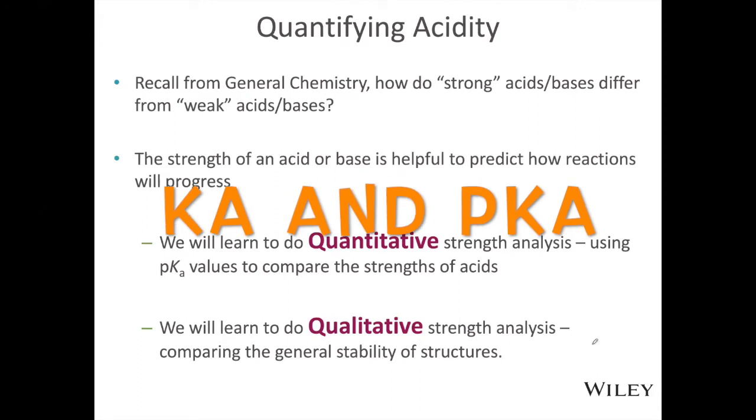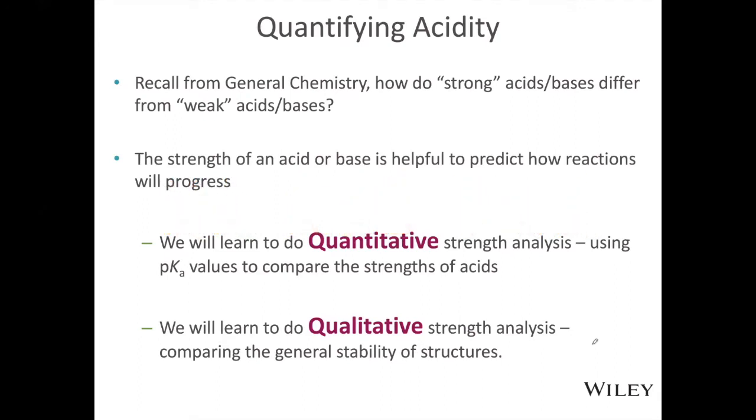Welcome to the video on quantifying acids and bases, specifically Ka and pKa, in determining how acidic a compound is. There are two ways that we could talk about acidity. The first is using the pKa value, which is an actual number that tells us how likely that compound is to give up its proton. That's called quantitative. The second way is qualitative.